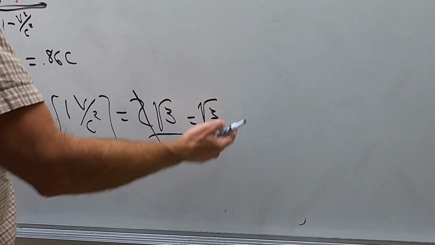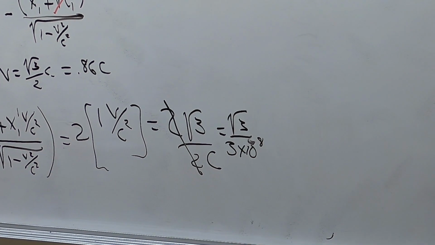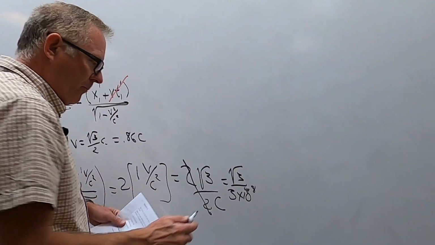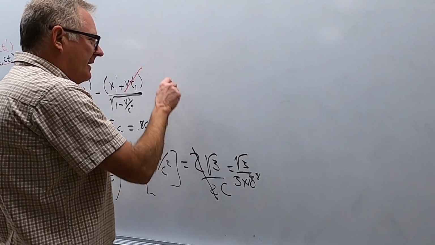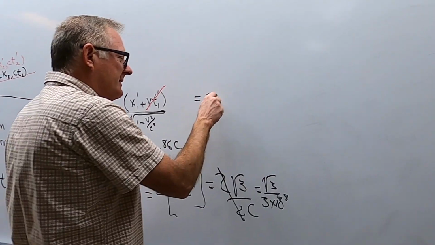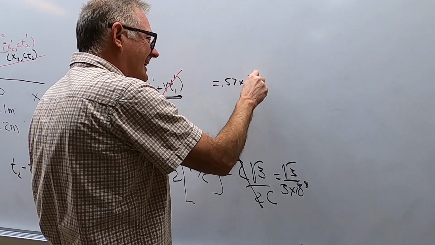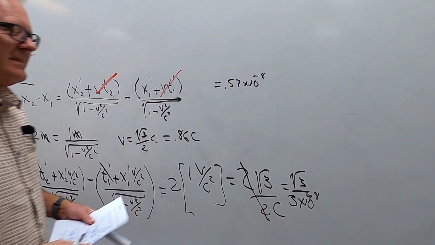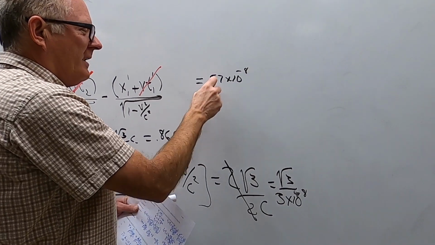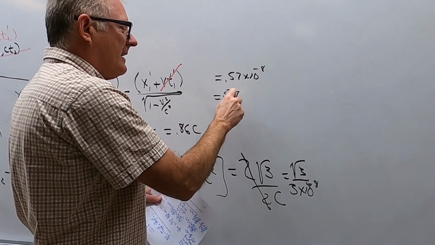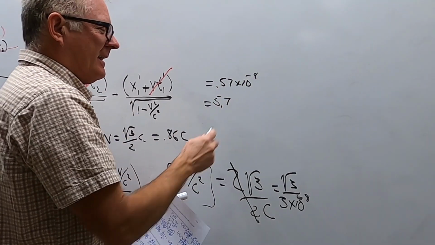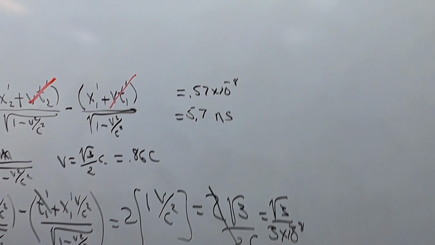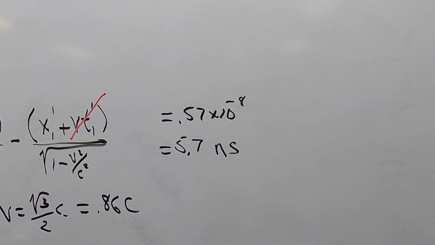Bringing that up to the top, it's 10 to the minus 8, and this over this is 0.57, so you end up with 0.57 times 10 to the minus 8. I have the answer in nanoseconds, which is 10 to the minus 9 seconds, so I need to make this 5.7 times 10 to the minus 9 seconds, so that's 5.7 nanoseconds. And so there was the answer to that one.